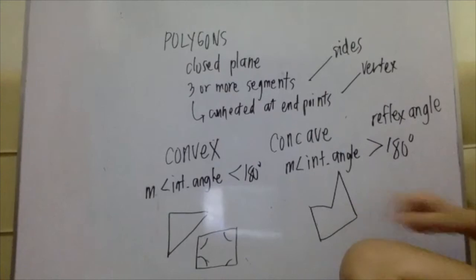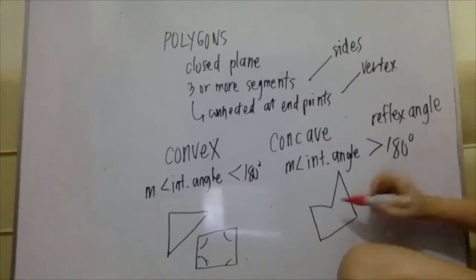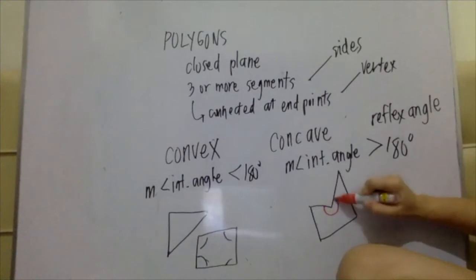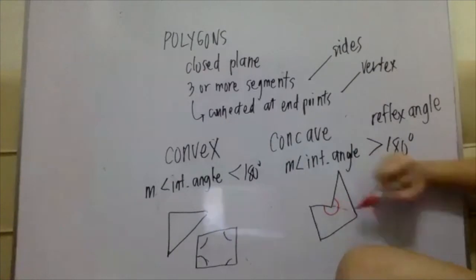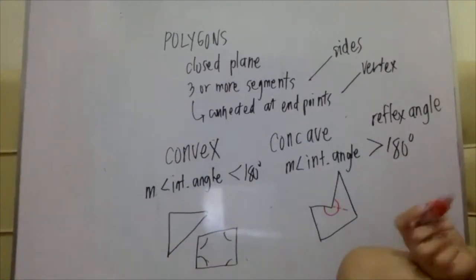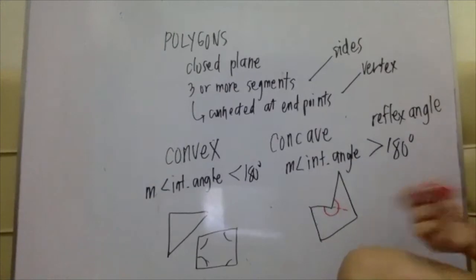This is a concave polygon kasi ito, this is greater than 180 degrees. Kasi kung i-extend mo to, ayan. Ito yung 180 mo, lalagpas siya. So this is an example of a concave polygon.